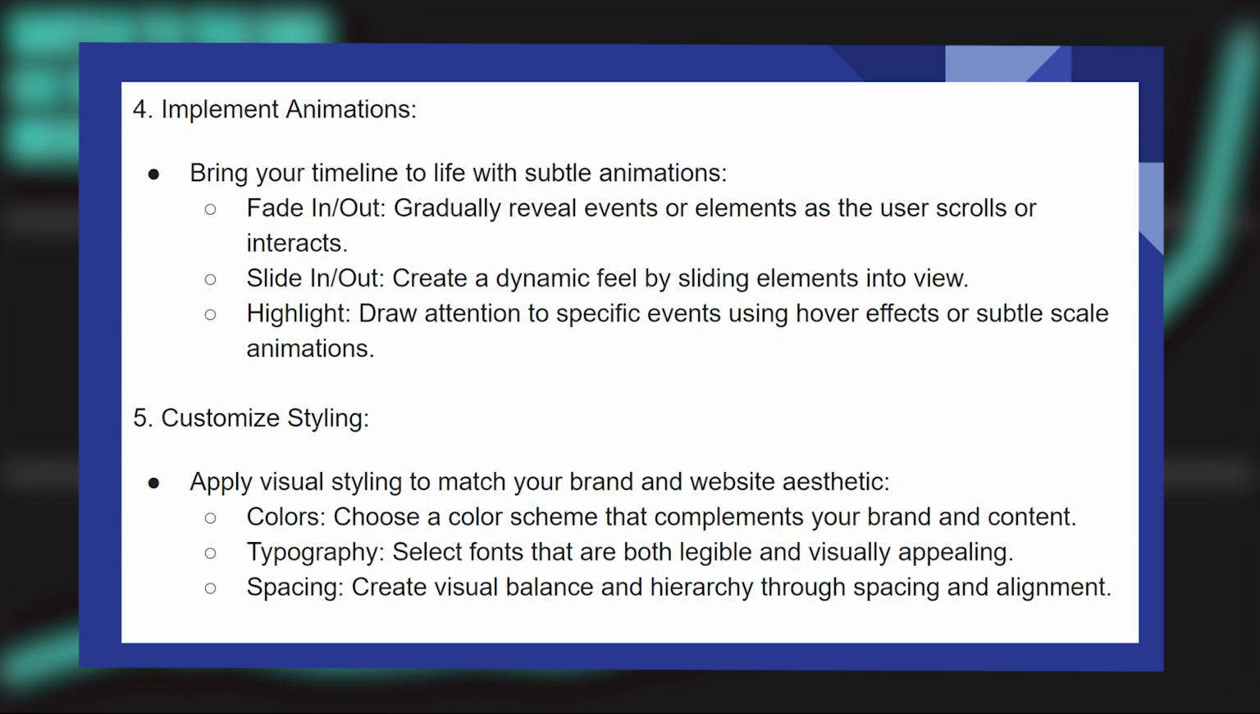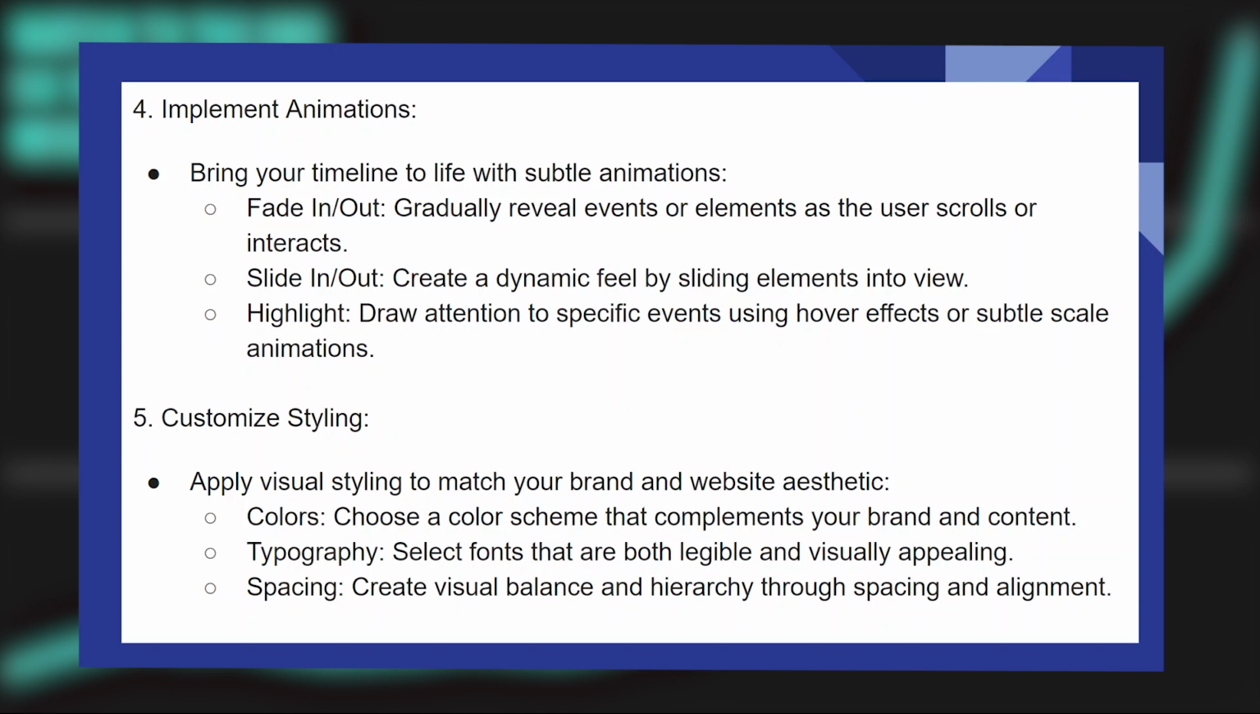After that, to implement animations, you have to bring your timeline to life with subtle animations, like fade in or out to gradually reveal events or elements as the user scrolls or interacts, or like slide in or out to create a dynamic feel by sliding elements into view, and highlight to draw attention to specific events using hover effects or subtle scale animations.